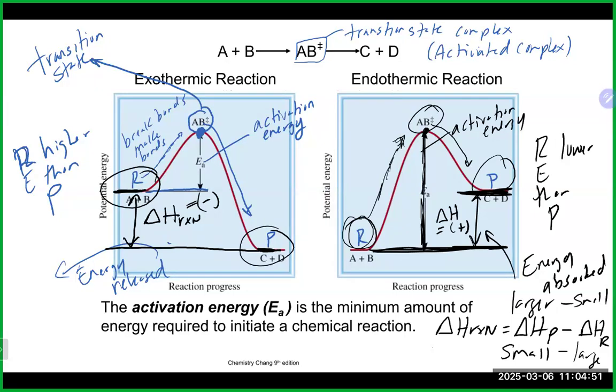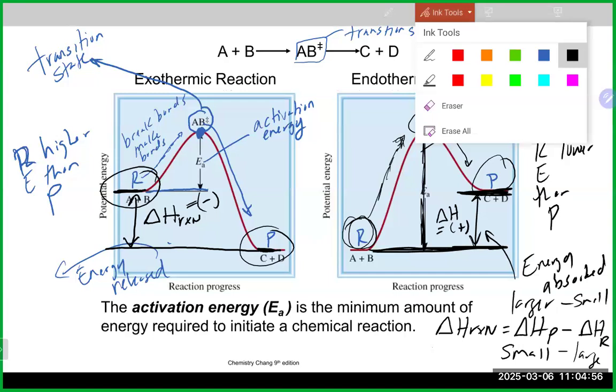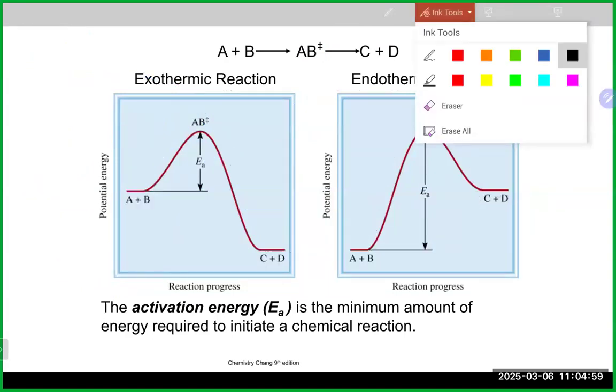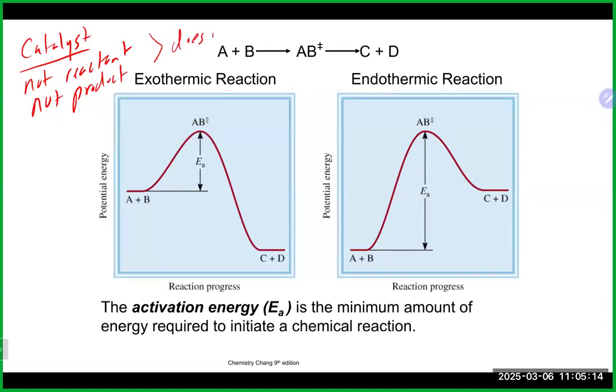Another way that we can speed up the rate of the reaction is that we can use a catalyst, right? And if we use a catalyst, again, it is not a reactant, as I might have said before. It's not a product. And it does not get used up in the reaction.